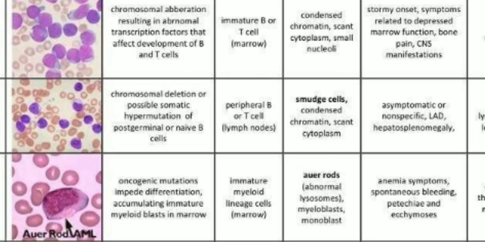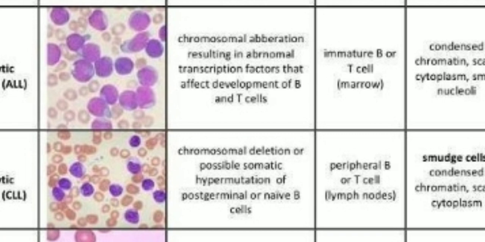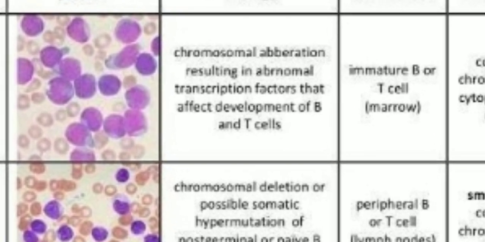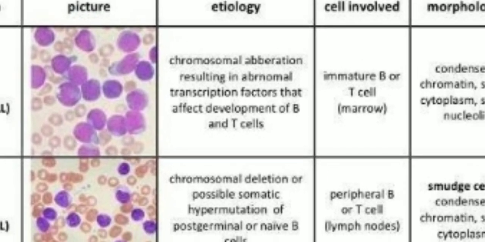As you can see in the peripheral blood smear, there is a rich amount of immature B or T lymphocytes. You can clearly see they are overcrowding, and normal RBCs, which are in millions, are not clearly visible. The morphology of the cell is condensed chromatin with scanty cytoplasm, and an occasional small nucleolus is seen in this lymphocytic leukemia.